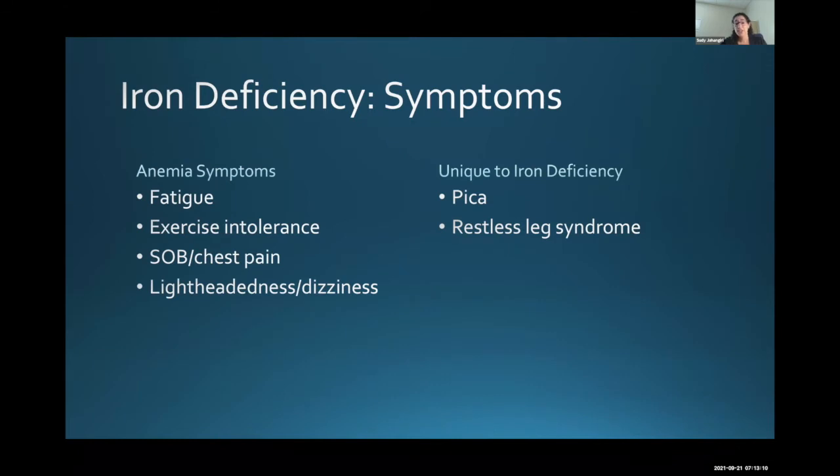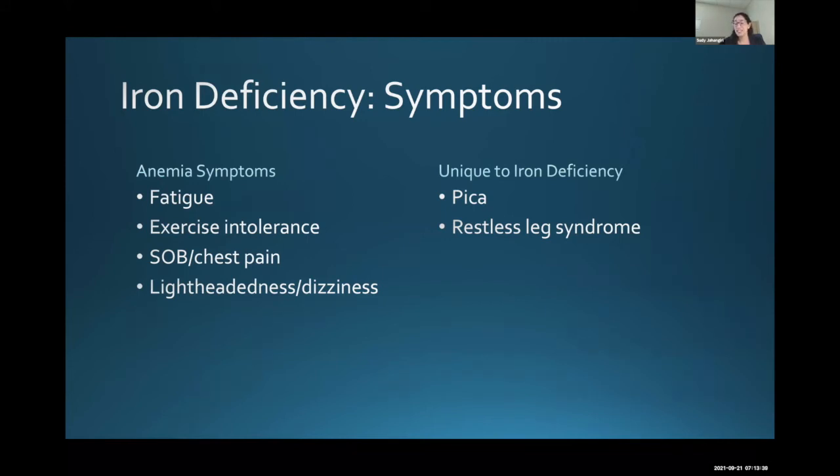Symptoms of iron deficiency are going to include anemia symptoms, things like fatigue, exercise intolerance, dyspnea on exertion, chest pain, lightheadedness, dizziness, or orthostatic hypotension, as well as some symptoms that are unique to iron deficiency. Pica is one of those that we'll always see on those board questions, and that's the eating of non-food materials. Traditionally on our boards, it tends to be ice, but it can also be things like clay, dirt, paper products.